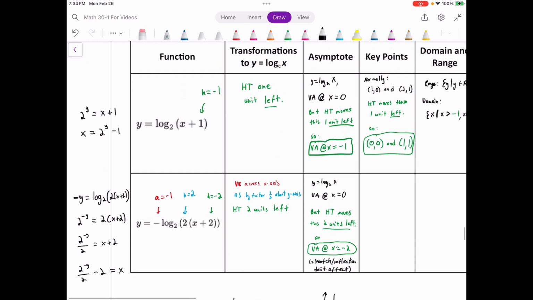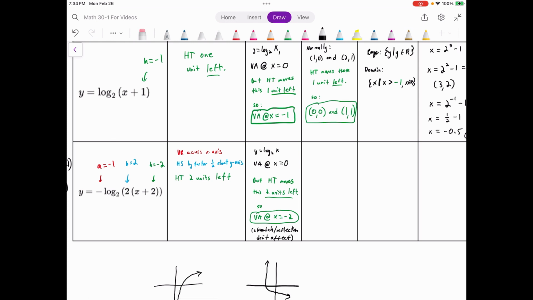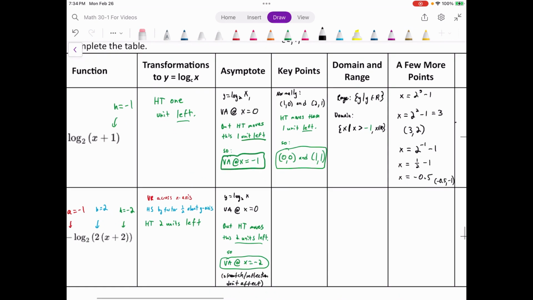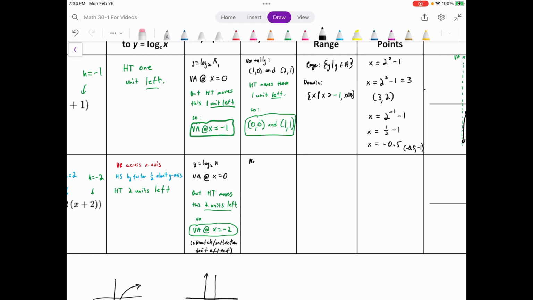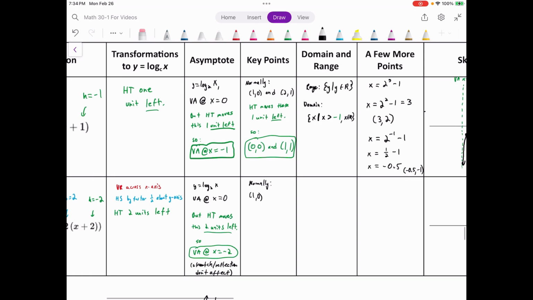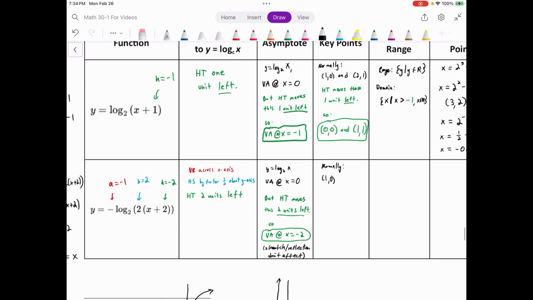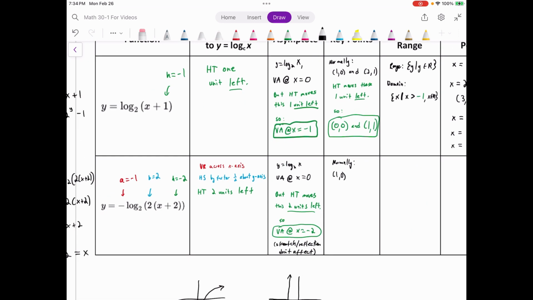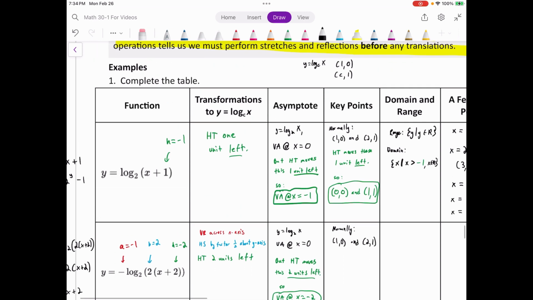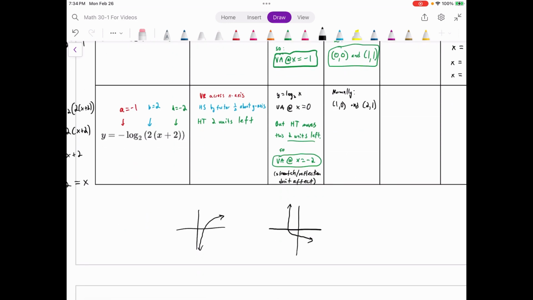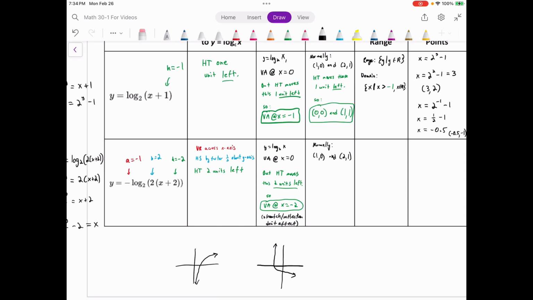Cool, right? Okay, let's get some key points here. And by key points, I mean those (1, 0) and (2, 1). So normally it would be at (1, 0), because again, 2 to the power of 0 equals 1, right? And (2, 1), because again, 2 to the power of 1 equals 2. And we're comparing to the base function, y equals log base 2 of x. Okay, so we've got to apply all of those transformations, right?